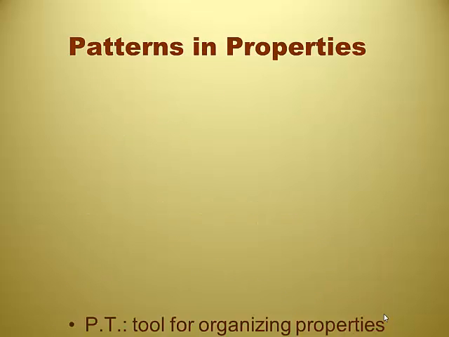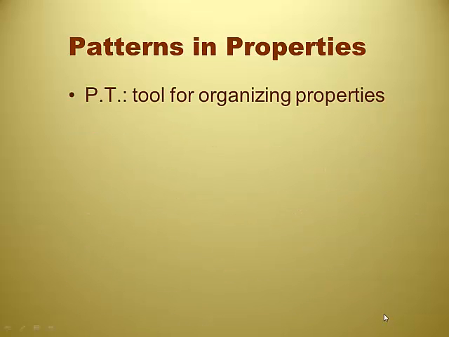So, patterns and properties. It turns out that the periodic table is a tool for organizing properties. It's kind of like a supermarket. The supermarket has a bunch of aisles in it to help organize where things are inside of it. For instance, if I was going to try and buy some cheese, I would definitely not walk down the cracker aisle or the bread aisle. Exactly. I'd walk down the dairy aisle instead.